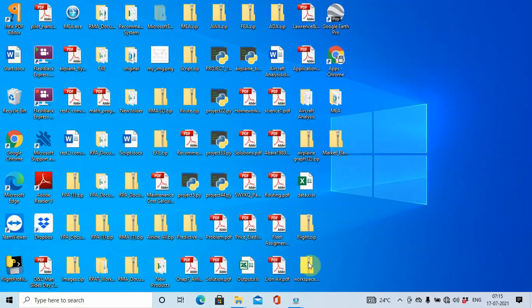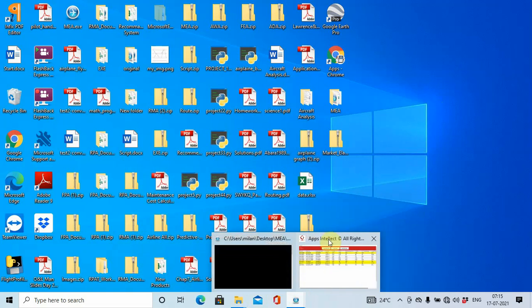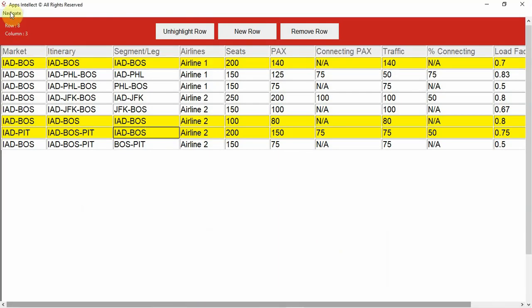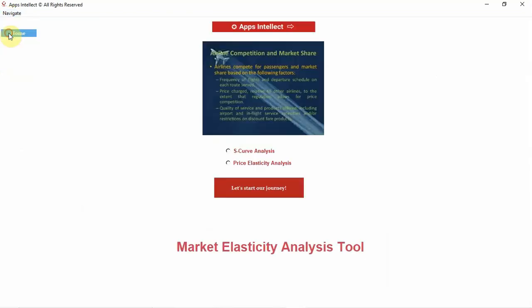Now we go back to the application and go home. We'll go for the second application, that is price elasticity analysis. This is basically called the price elasticity of demand.